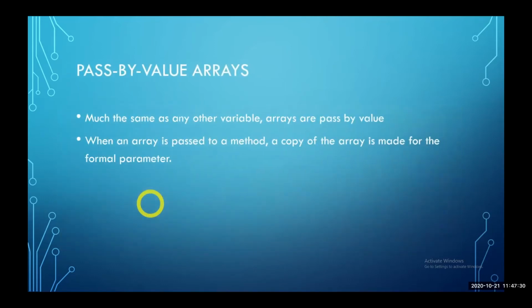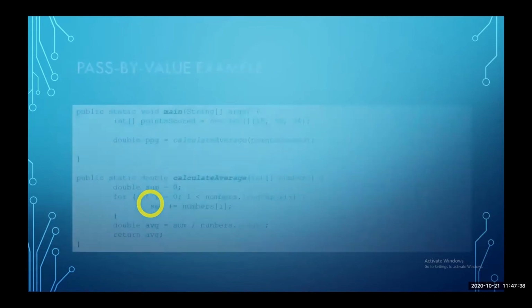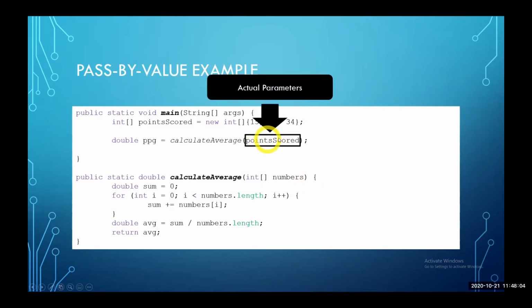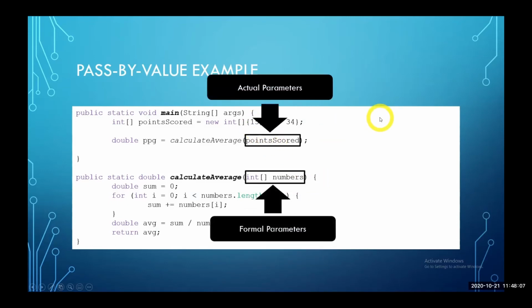Same thing goes for arrays. It's a copy of the array. A whole copy of your array is passed to the method, not the array itself. So we have this instead, we have points scored equals new int, and I literally declared the values of our array. Then I call the method calculate average on my array, right? Int numbers, which is what the array takes, is an array of integers called numbers. That's my formal parameters, and these are my actual parameters, right? Actual parameters, formal parameters.